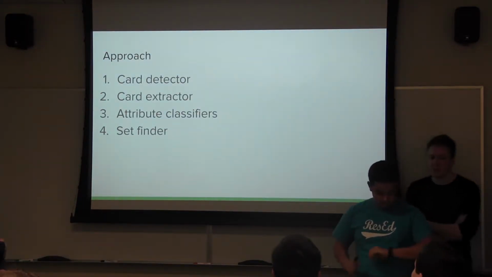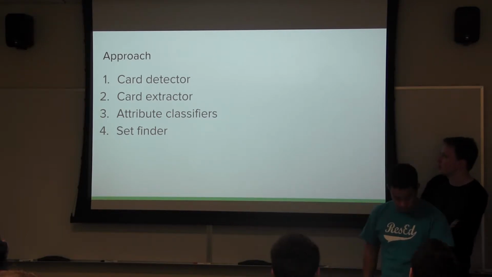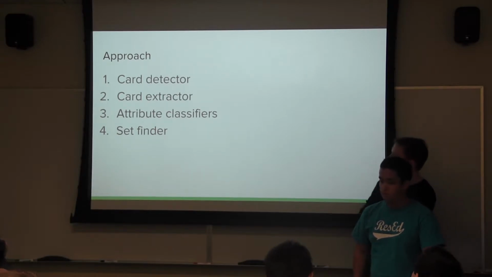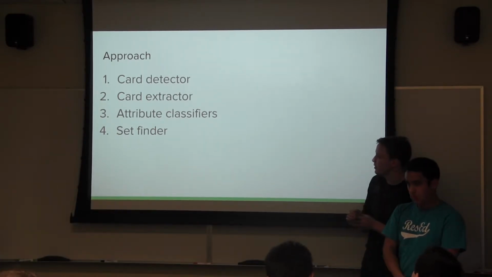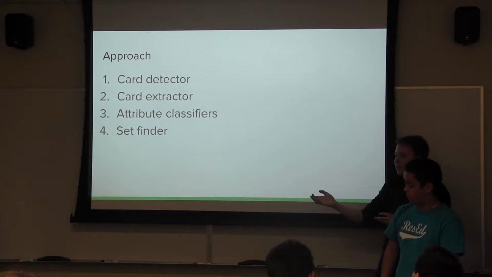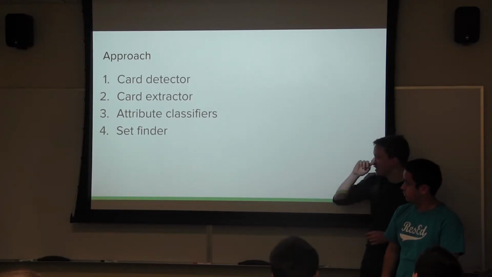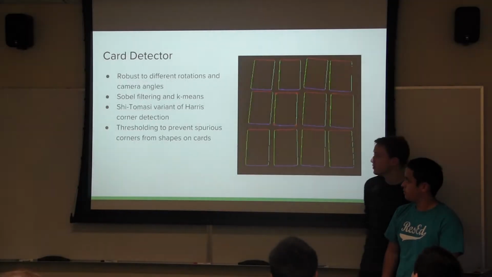So the way we segmented this project was, first, we have a card detector that finds the cards in the images and separates them out, then a card extractor, and then we throw them into a bunch of attribute classifiers, which we use with a very simple Python script at the end to actually find the sets and return results.